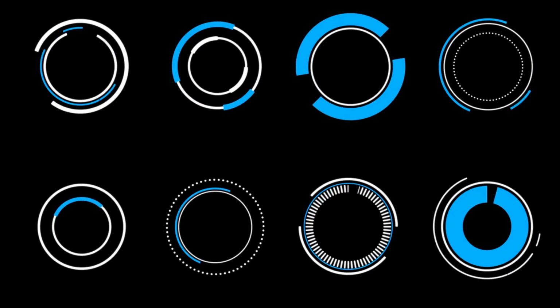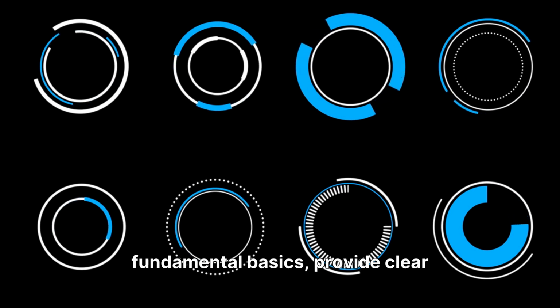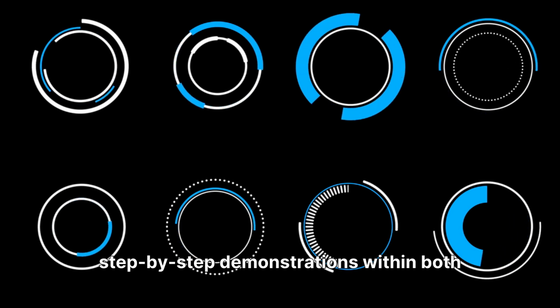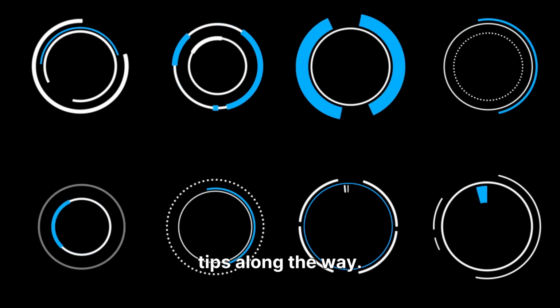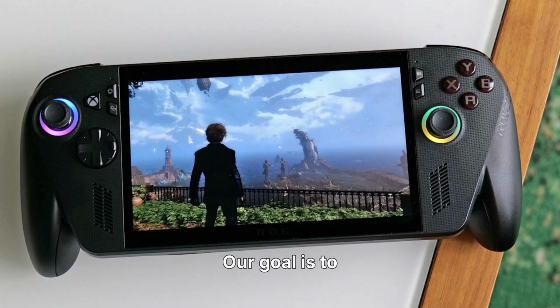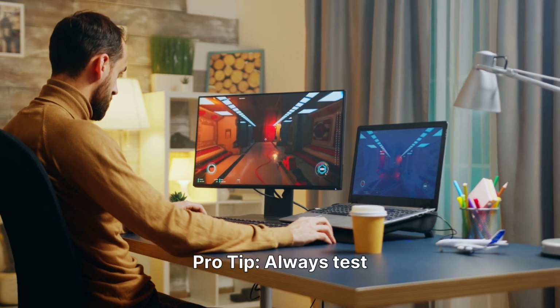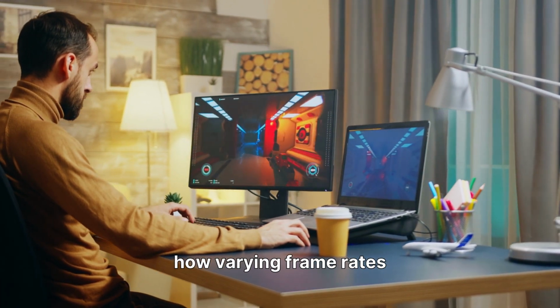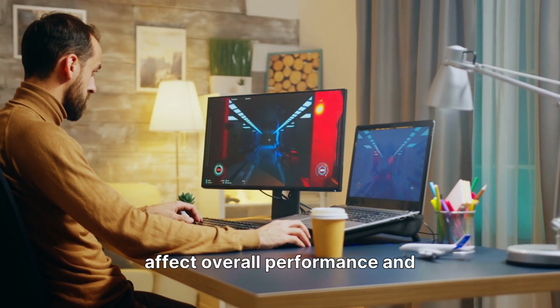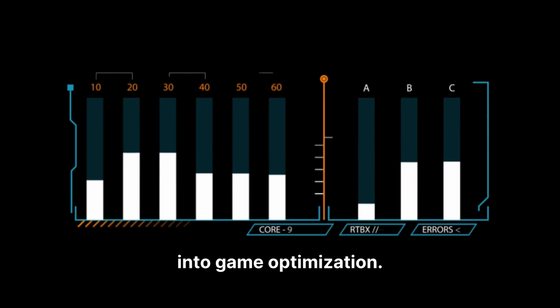Today, we'll cover the fundamental basics, provide clear step-by-step demonstrations within both Unity and Visual Studio, and share helpful tips along the way. Our goal is to equip you with the knowledge to build games that perform consistently across various platforms and hardware configurations. Pro tip: always test your games on different hardware to see precisely how varying frame rates affect overall performance and user experience. Let's begin our journey into game optimization.